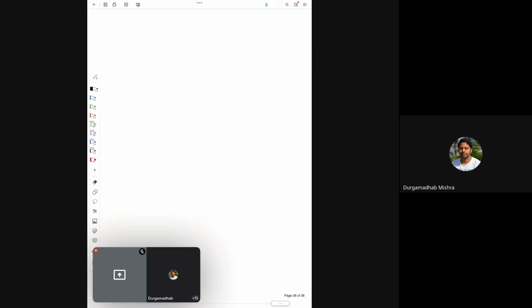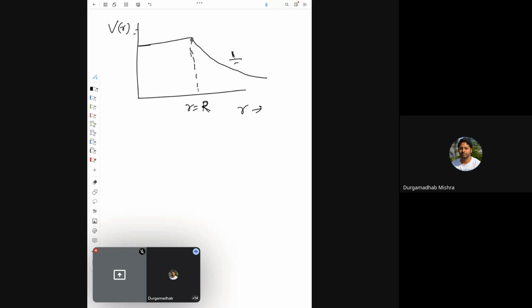So if you plot this V(R) as a function of R, you'll get this constant, and then there is a 1 over R dependence. Up to R equal to the radius of the shell, it is constant, and then it falls as 1 over R. So this is 1 over R.